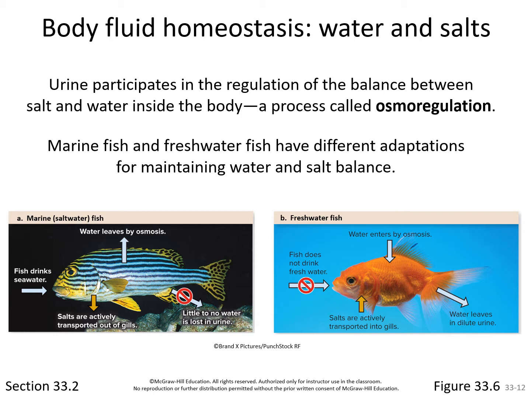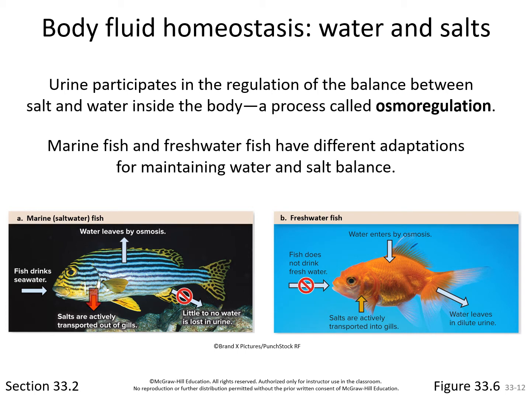And so marine fish and freshwater fish have got very different adaptations for maintaining the water and salt balance. So if you look at the saltwater fish on the right, this is your first key here, that water is going to leave by osmosis. And so because the seawater outside the fish is so much saltier than the environment inside the fish, water is going to tend to want to move towards that saltier water outside. And so basically, what are things that the fish needs to do in order to keep its water content in its cells steady?